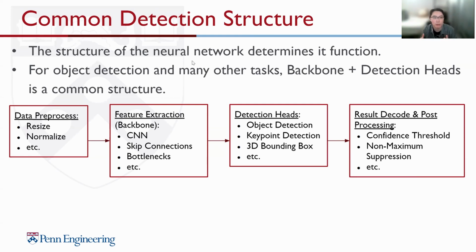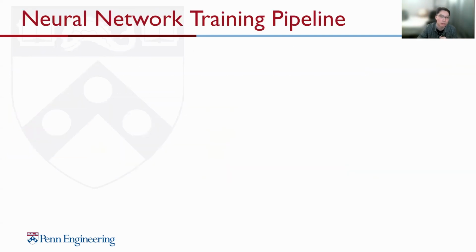So the structure of the neural network determines its function. And for object detection and many other tasks, this backbone plus detection heads is a common structure. So here I just want to go through what the neural network is doing when it's training.